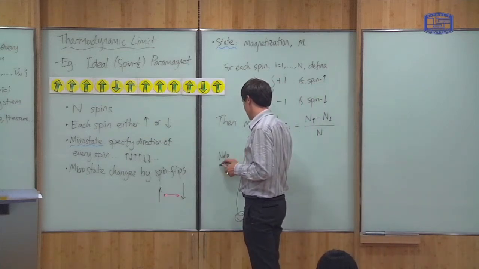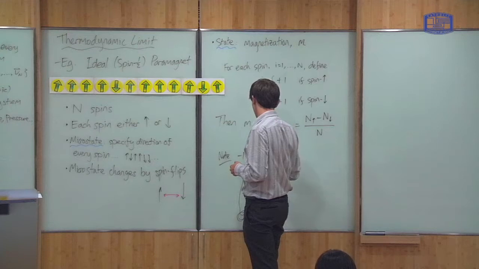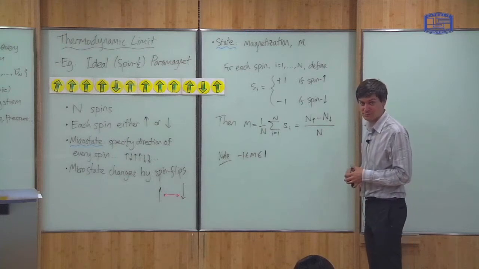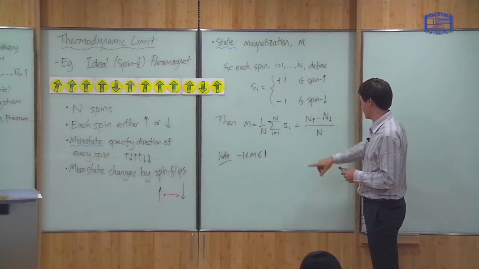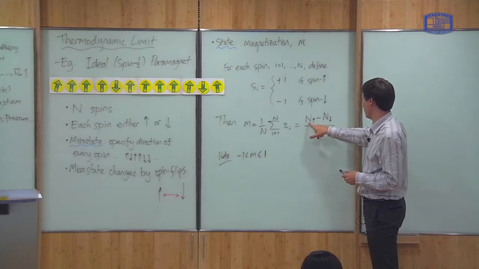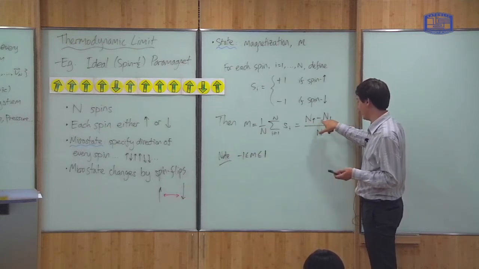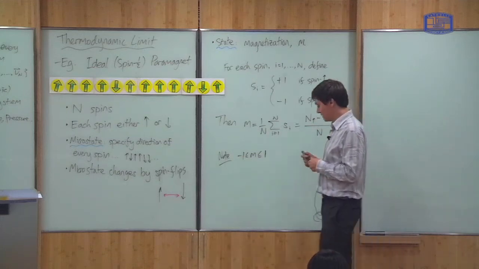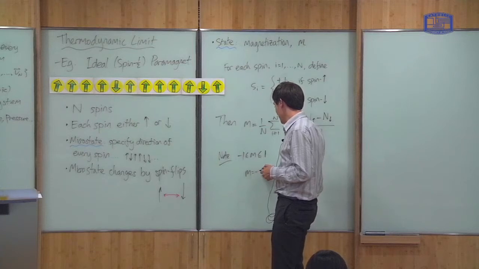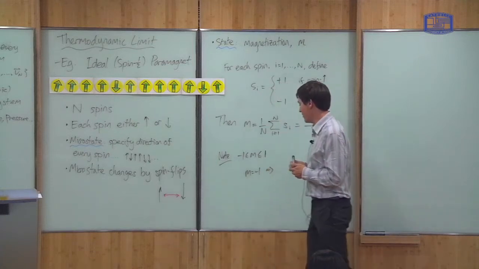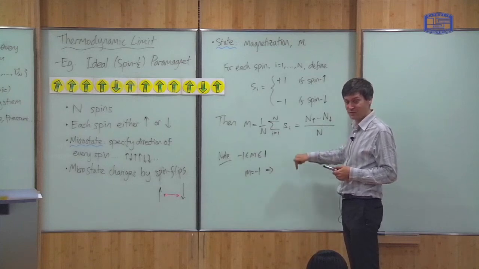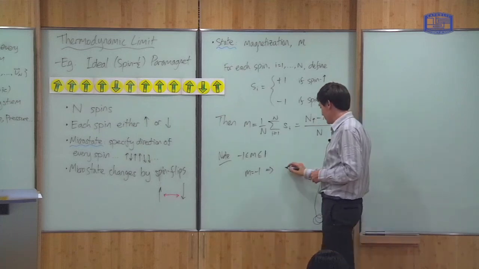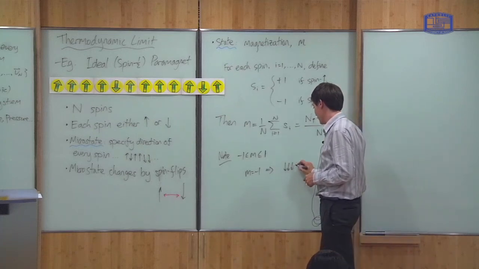Okay, so just to note, the value of M is always between minus 1 and 1. Just from this formula here. N up plus N down is N, so therefore this must be less than 1. And in particular, if M equals minus 1, then this means that every spin in the system is down. Right? So it must be minus, minus, minus, minus. So if M is minus 1, then it means that every spin in the system is down.